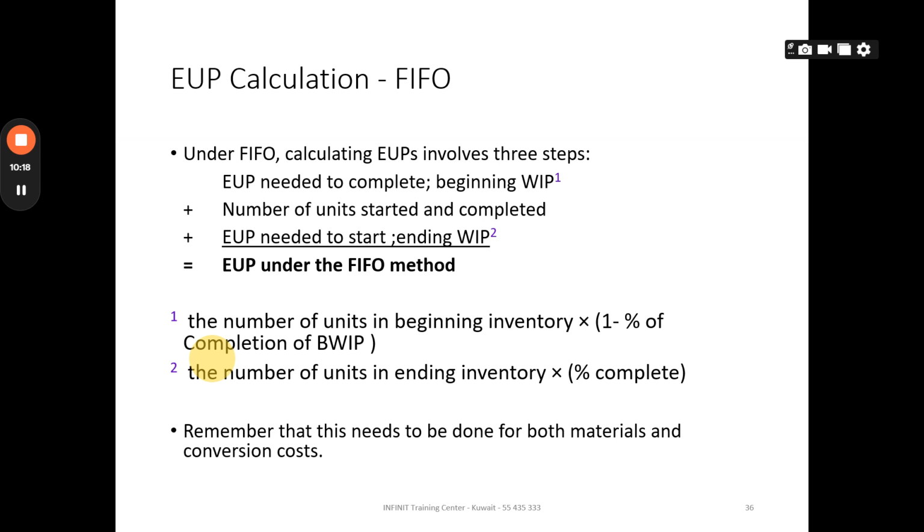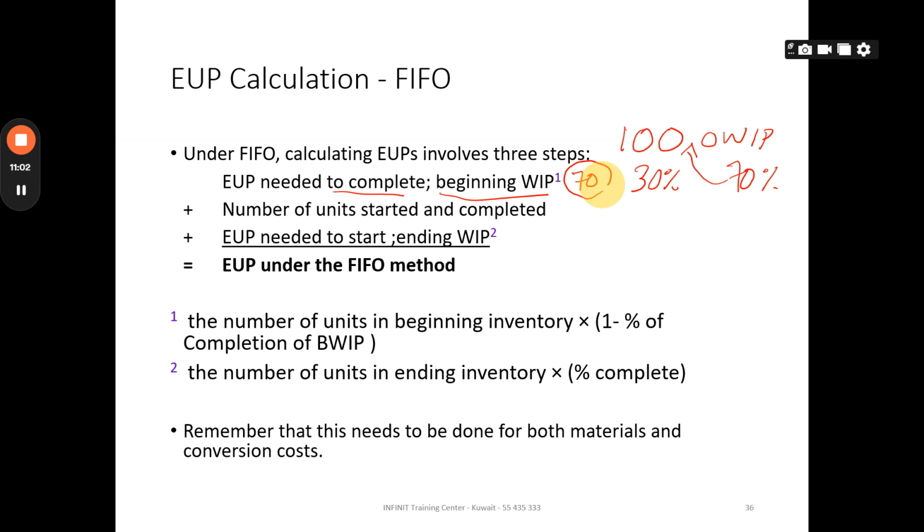And this is how we will calculate EUP under FIFO. First, you will see EUP needed to complete the beginning work in progress. What does this mean? For example, if you had 100 units of opening work in progress, which is completed by 30%. Okay, that means 70% of the work will be done this period, and 70% of this 100, or 70 units, will be considered as the EUP needed to complete. We have to complete 70%, right? So 100 multiplied by 70%, you will get 70 units.